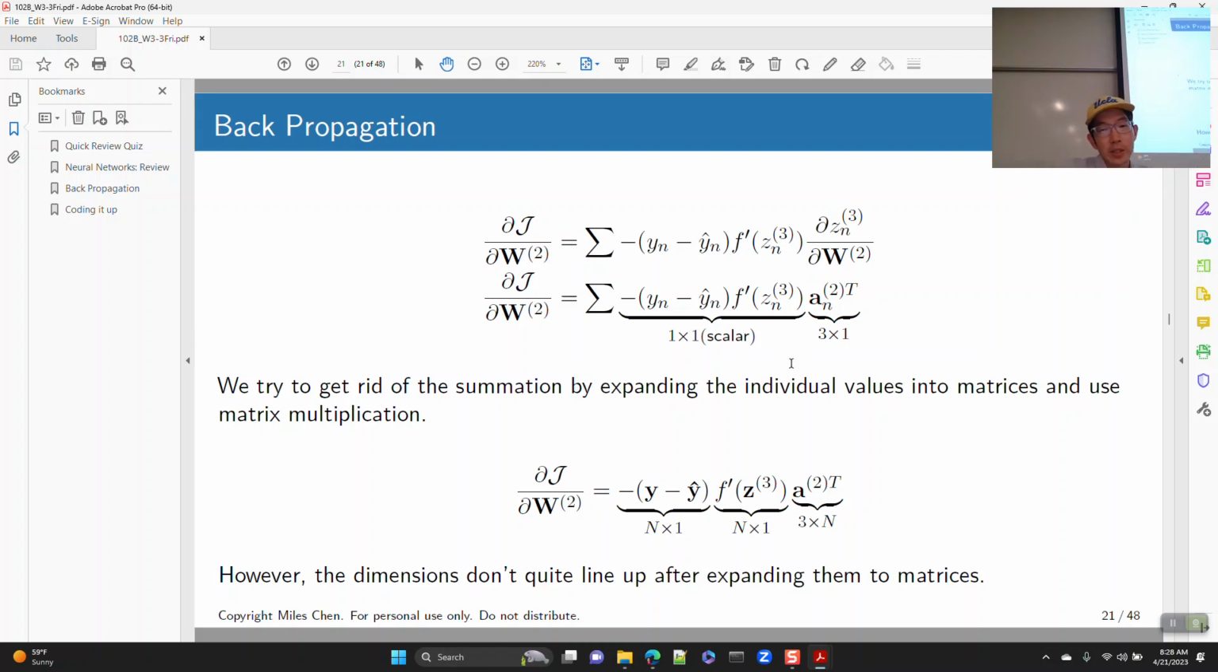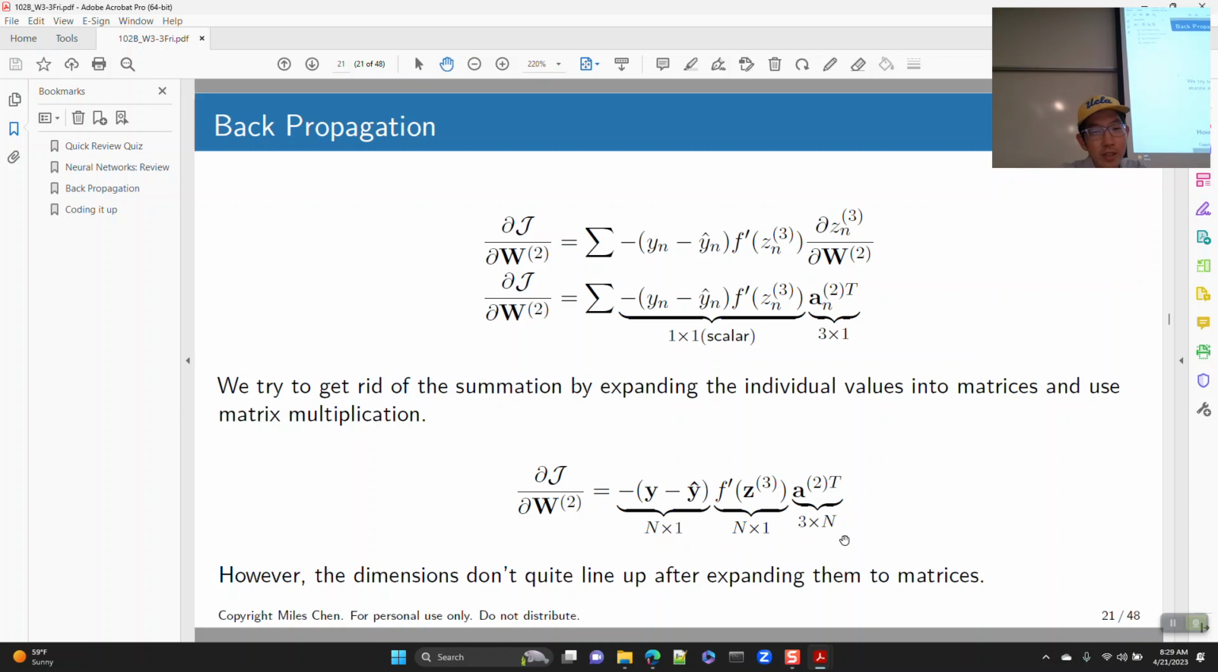So what would happen if I just say, okay, all of these things have a subscript n, and what if I just replace them with their corresponding matrix? I've got n y values. What if I just replaced it with y, which is an n by 1 matrix? The y's become an n by 1, the z's become an n by 1, and the A becomes a 3 by n matrix, okay?